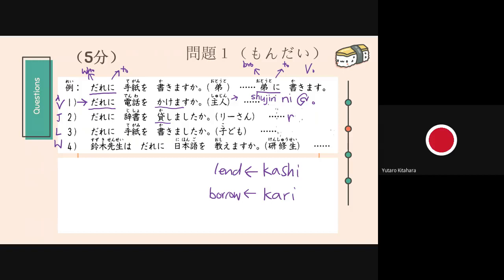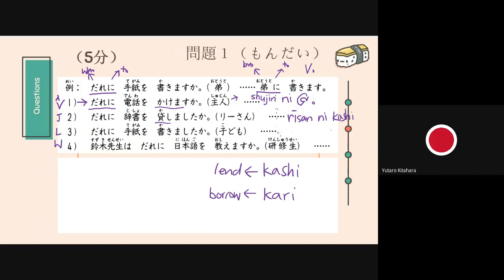Okay, correct. Lisa ni kashimasu. Just copy the verb only. That's what they want you to use. The verb is kashimasu. So the question is asking, who did you lend to? I lent to Lisa, that's all.